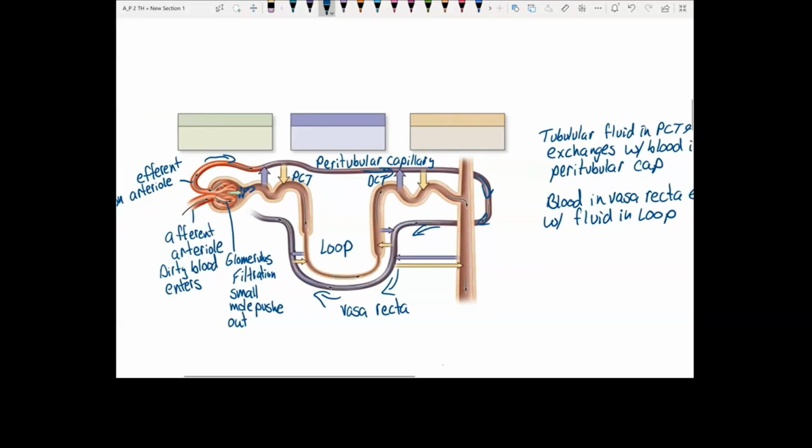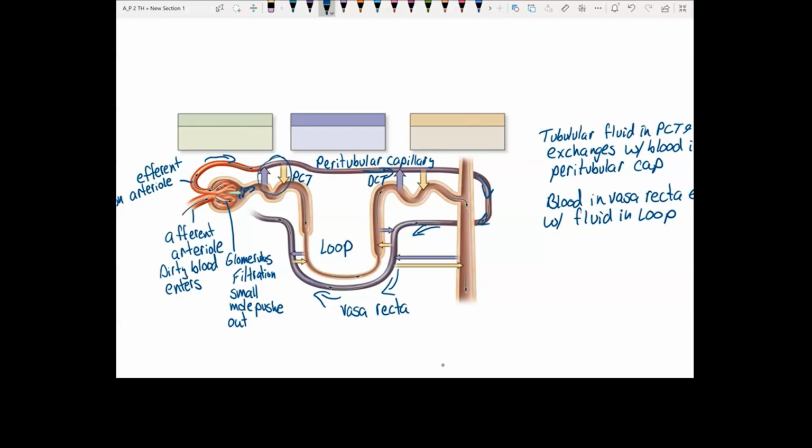Okay, so you have two different fluids flowing here. Dirty blood comes in right here through the afferent arteriole. It goes into the glomerulus. Then you sort that dirty blood into two piles. The small molecules come out and become filtrate. The large molecules stay in the blood and go into the efferent arteriole. The filtrate enters the proximal convoluted tubule, and now we call it tubular fluid. The blood flows into the peritubular capillary.